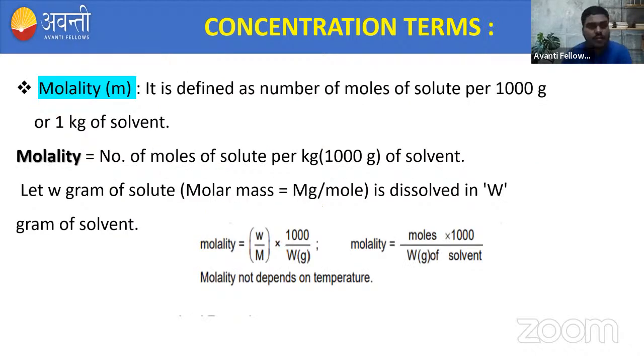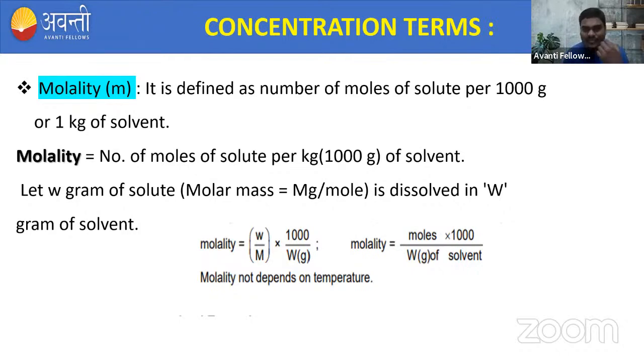Now, the next one is molality. What do you mean by this term molality? So basically, molality is defined as the number of moles of solute per 1000 gram, or we say 1 kilogram of the solvent, right? So there is a big difference between molarity and molality.